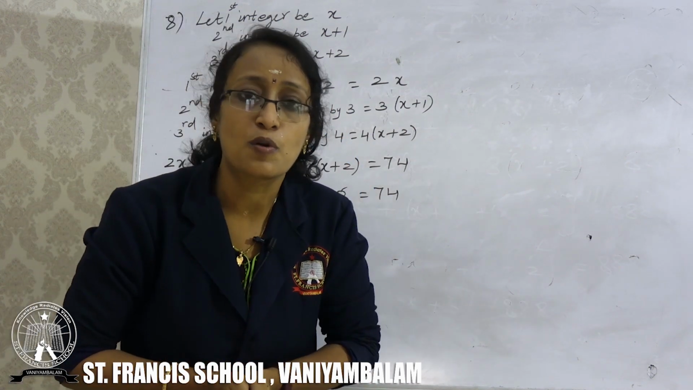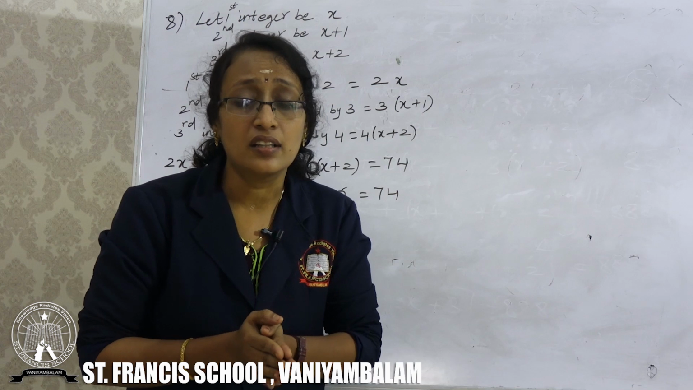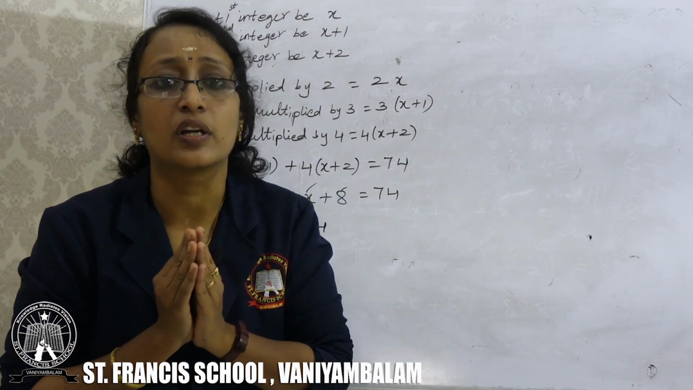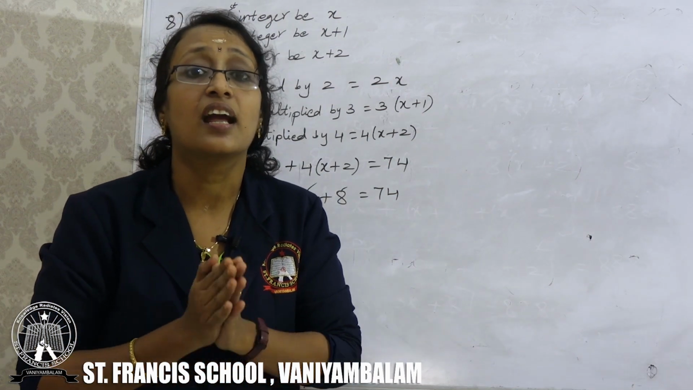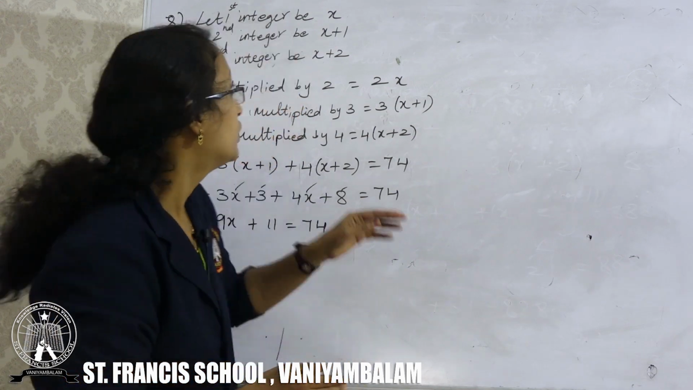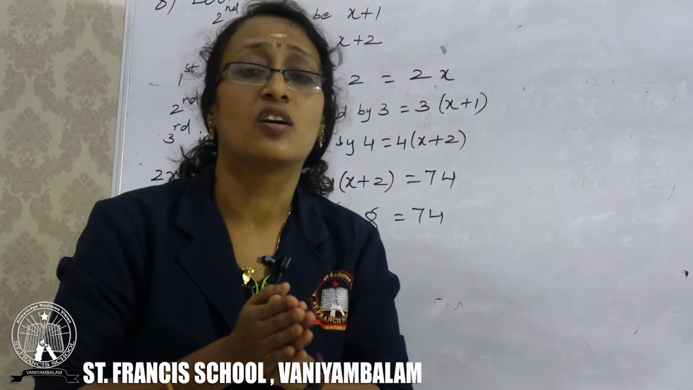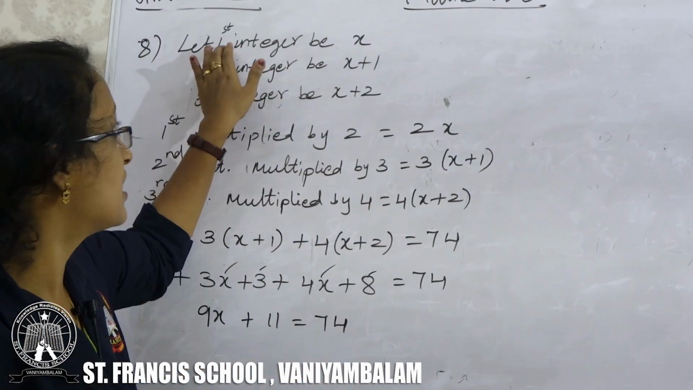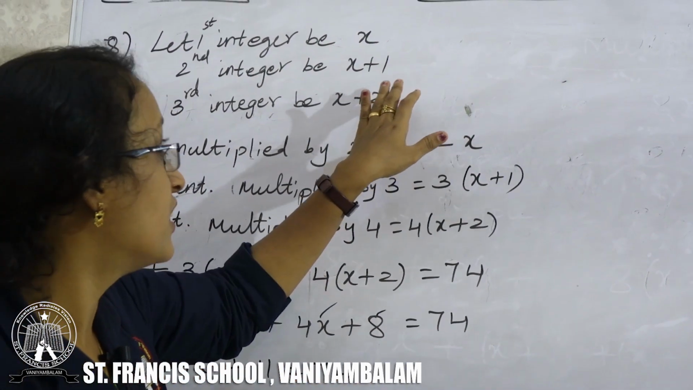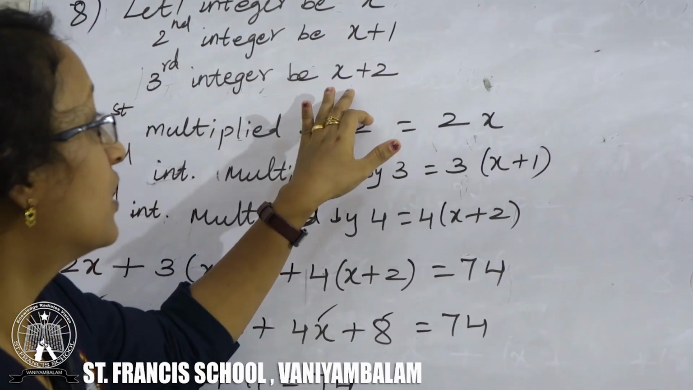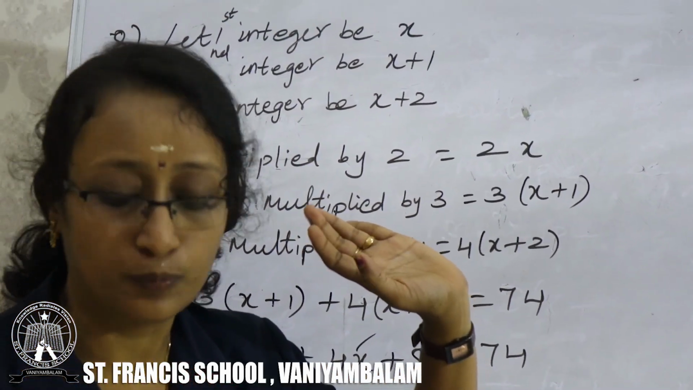Let me explain this problem once again. It is given in the question 3 consecutive integers taken in increasing order, multiplied by 2, 3 and 4. So the first integer, since it is given consecutive, is x, the second integer is x plus 1, the third integer is x plus 2.